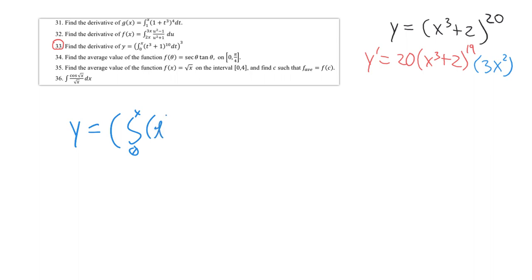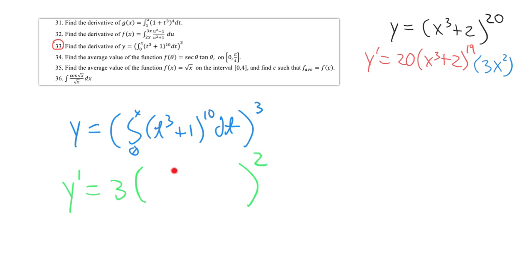T cubed plus 1 to the 10th dt, raised to the third. Okay, so notice how it's this whole thing raised to the third. So we're going to do a chain rule. We're going to bring the 3 out front. When we do the derivative, we're going to do the 3 out front and then bring it down to a 2. So what goes inside here?